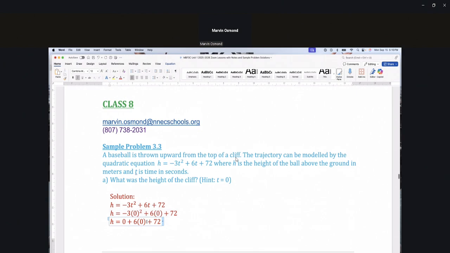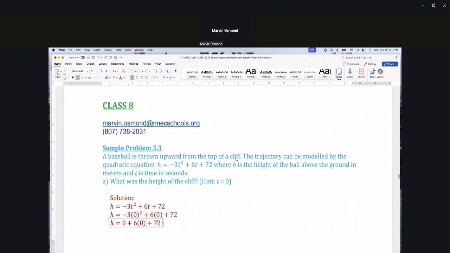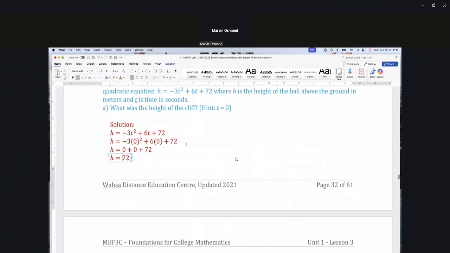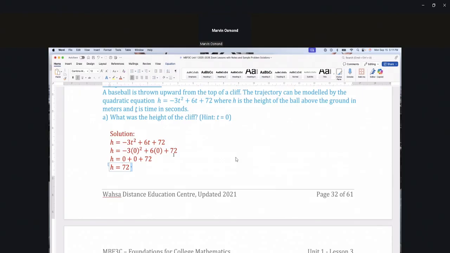Plus 6 times 0 is, obviously, again, anything times 0 is 0, plus 72, and then we are down to 0 plus 0 is 0, and 0 plus 72 is 72. So we know that the height of the cliff is 72. And in the last step is where I like to put in the units. So the units in this case is meters. So we are 72 meters above, that's the height of the cliff.